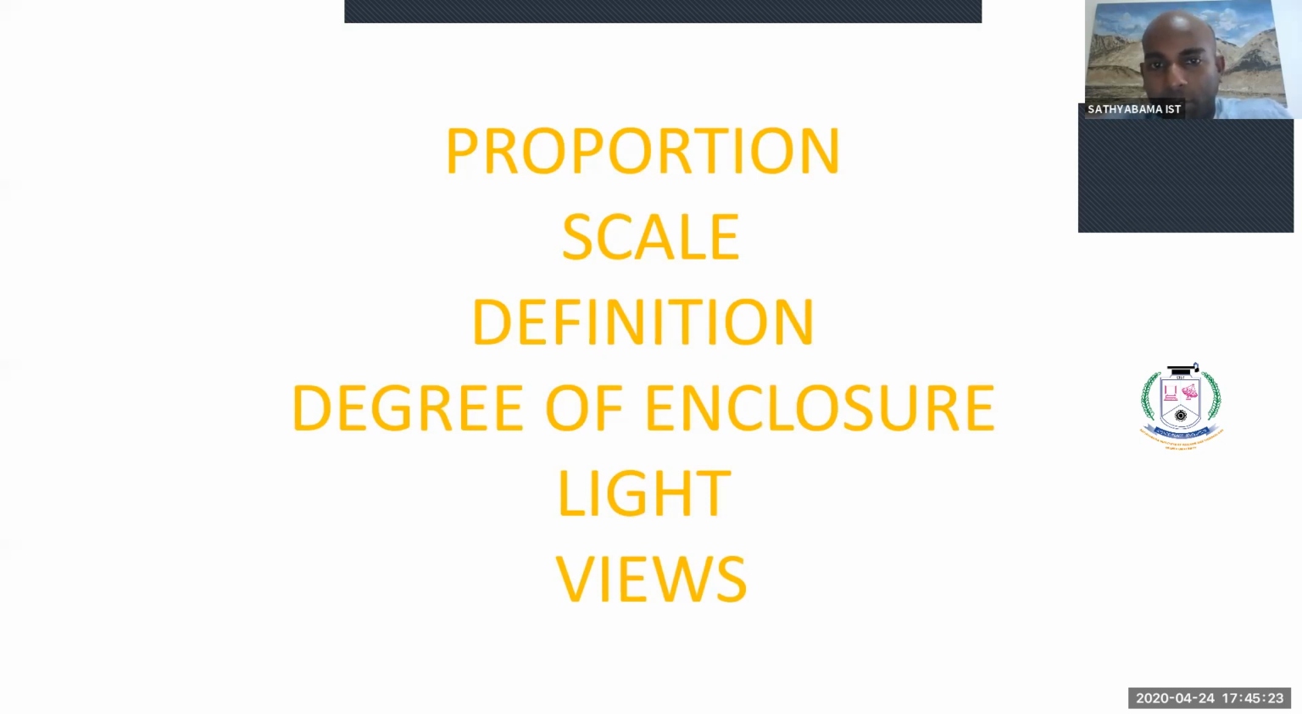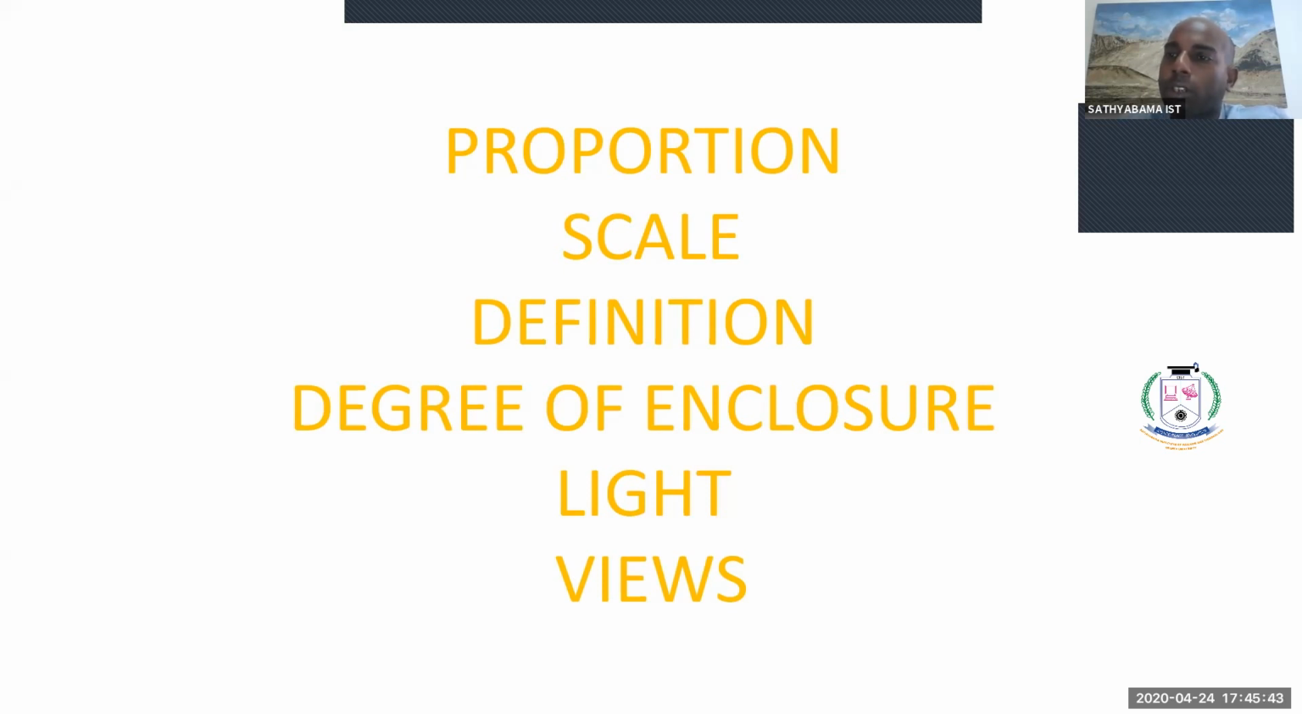Sorry, 1, 2, 3, 4, 5, 6. There are 6. The fifth is light, and the sixth is views, right? These all work hand in hand, right? So proportion and scale are deeply related to each other. Definition and degree of enclosure go together because the more the degree of enclosure, the higher the definition, right?